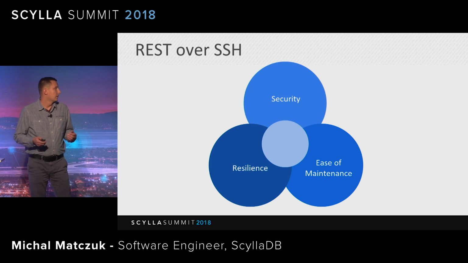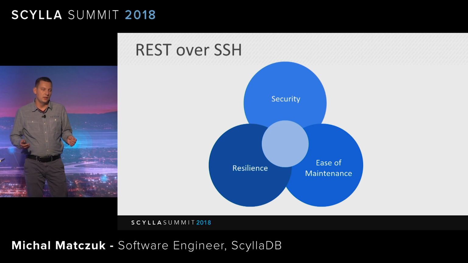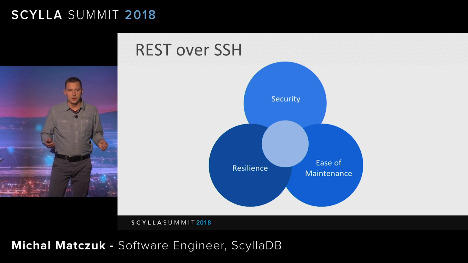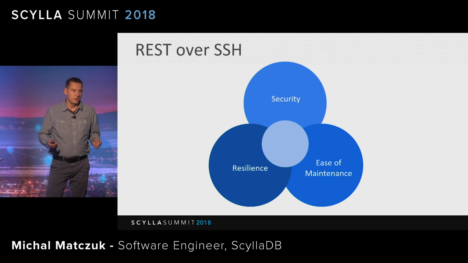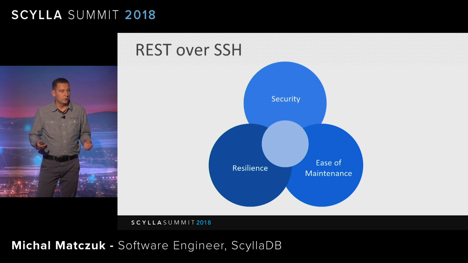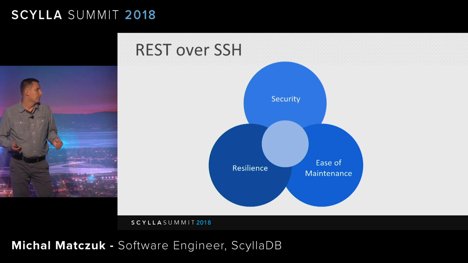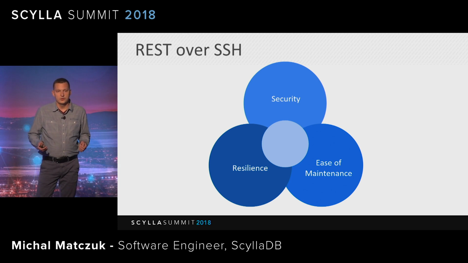OK. Security, resilience, and ease of maintenance. We achieve that by communicating with Scylla nodes using REST API over SSH. By default, Scylla binds the REST API to localhost, which prevents accessing it from other hosts. To overcome this limitation, Scylla Manager can work with Scylla nodes using SSH. And this has a number of benefits compared to other approaches, such as the sidecar approach that you can find in other solutions. Most importantly, Scylla nodes are not modified.